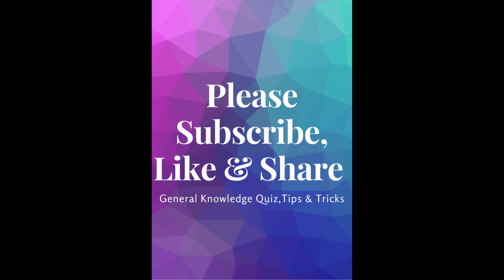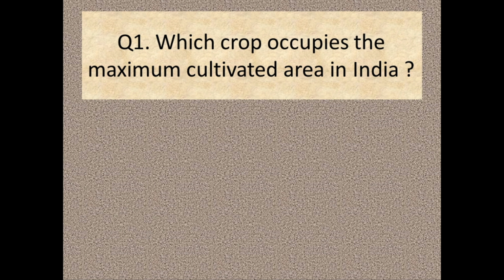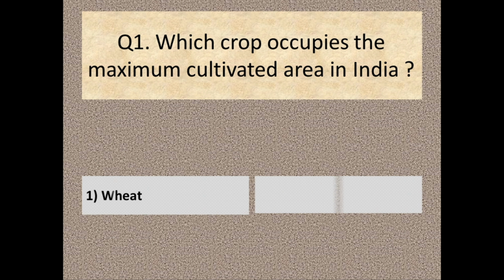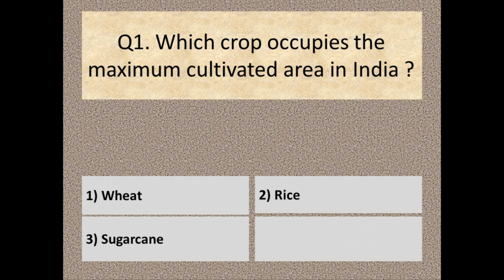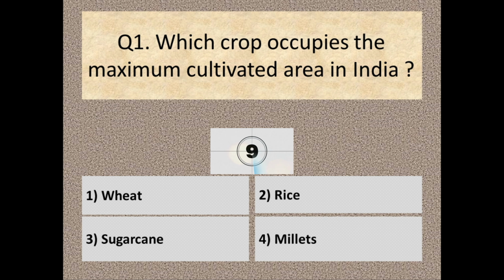Question 1. Which crop occupies the maximum cultivated area in India? Here are your options. Option 1, wheat. Option 2, rice. Option 3, sugarcane. Or, option 4, millets. The correct answer is, option 2, rice.